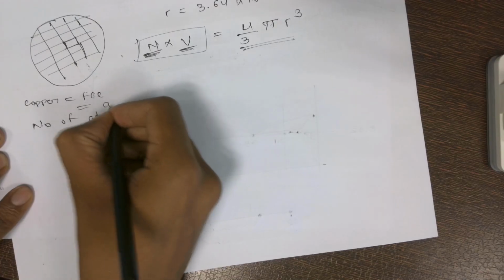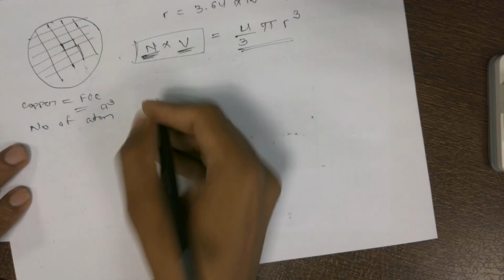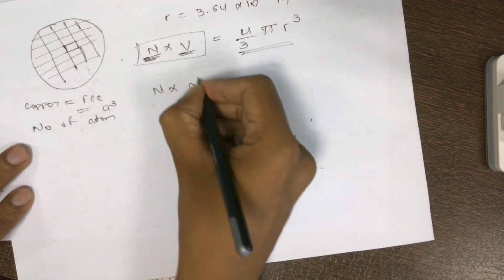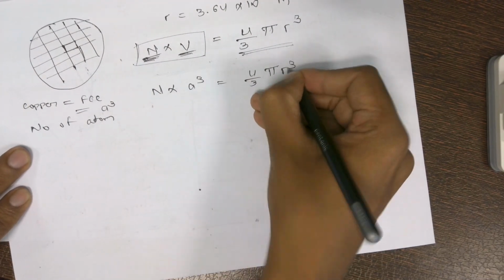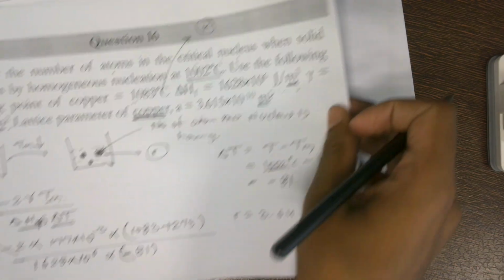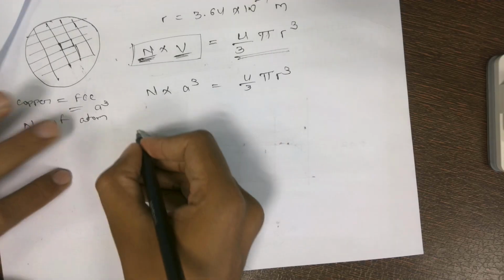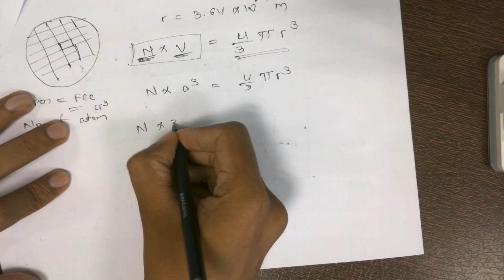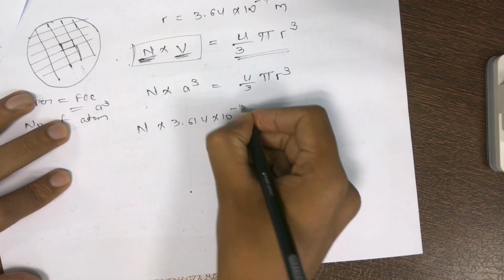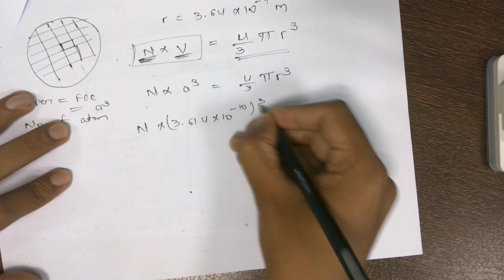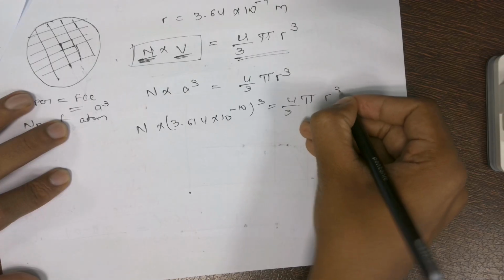Volume of the unit cell will be a cube, the lattice parameter to the power of cube. And that a cube will be equal to 4 over 3 pi r cube. You can see the value of the lattice parameter a is given to us: 3.614 into 10 to the power of minus 10, the whole to the power of cube, will be equal to 4 over 3 pi r cube.